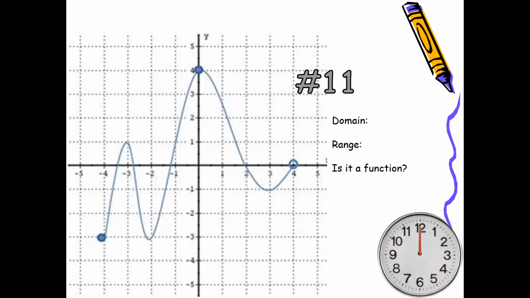Number 11, pause the video and identify, is it a domain, range, and is it a function? Okay, the domain, once again, is how far do you go to the right, and it's at 4, open parenthesis. How far does it go to the left, and it's a -4, close parenthesis. Now let's talk about range. Range is how far up do you go to? It's at 4, close parenthesis. And then how low do you get down to? It's at -3, close parenthesis. Is it a function? Yes, it is, because anytime I draw a straight line, it only touches the graph once.